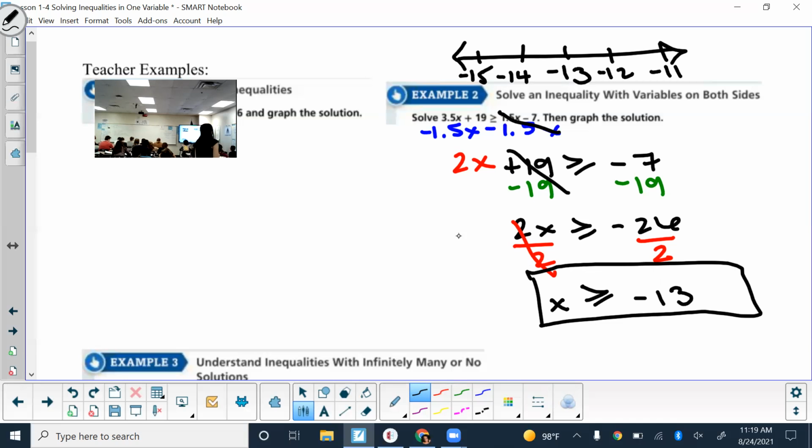Now you're going to have a circle on the number that's part of your solution. For this one, is it going to be an open circle or a closed circle? It is going to be closed this time. All right. You could just remember that anything that has that equal to part in there is going to be a closed circle.